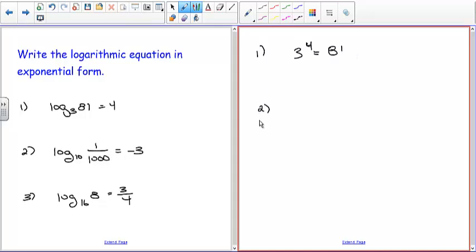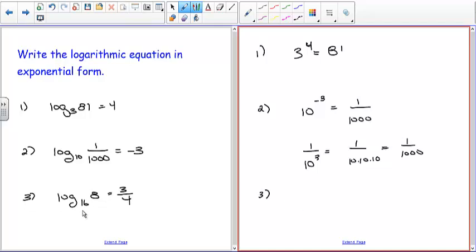So again, here the base is 10. The exponent is -3. The result is 1/1,000. And that makes sense because when you have a negative exponent, you can take the reciprocal. So 10 to the -3 power is the same as 1 over 10 to the third power. And 10 to the third power is 10 times 10 times 10, which is 1,000.